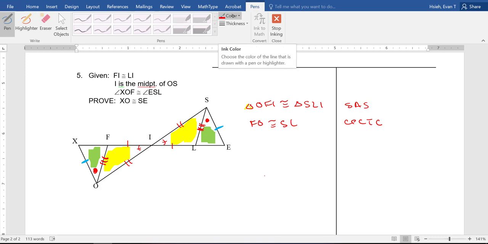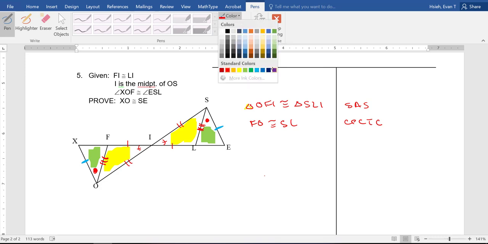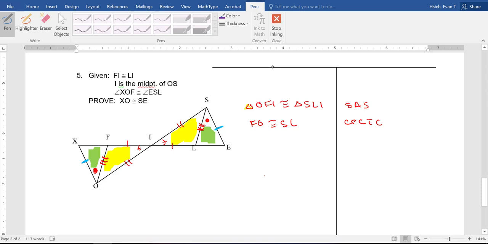From what it looks like, I can do this, and this is a little bit tricky. Let me use a different color here. Let's go purple. It looks like I can say this one is congruent to this one by CPCTC, and then say that these are supplementary to it. And if they're supplementary to congruent angles, they're congruent. So angle OFI is congruent to angle SLI. That's also a CPCTC.